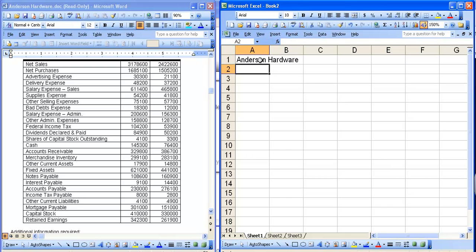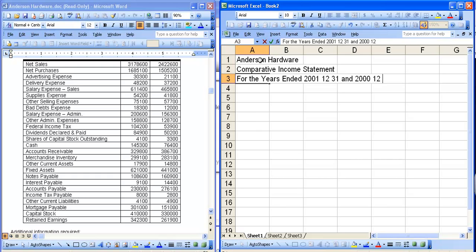So I am going to type that in, and we're going to start with the comparative income statement. As you can see, I have the instruction sheet open to my left on the screen, and we're doing the comparative income statement for the years ended 2001, 12/31, and 2000, 12/31. Because we're going to use 3 columns, we are going to merge and center that across columns A to C.